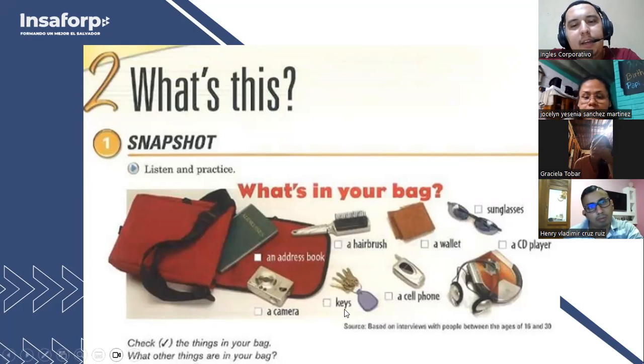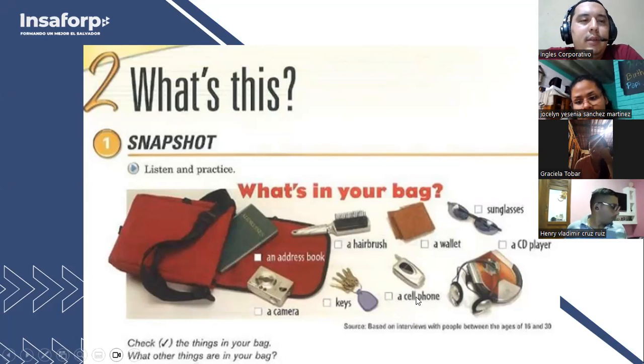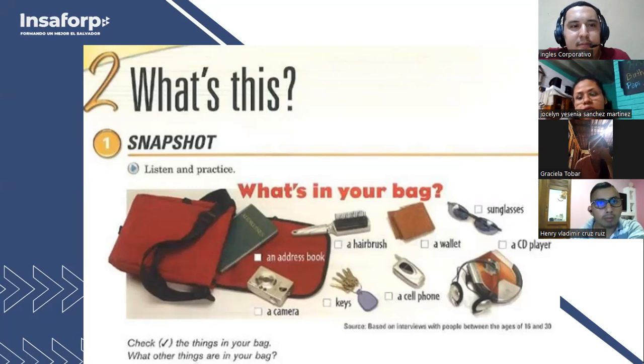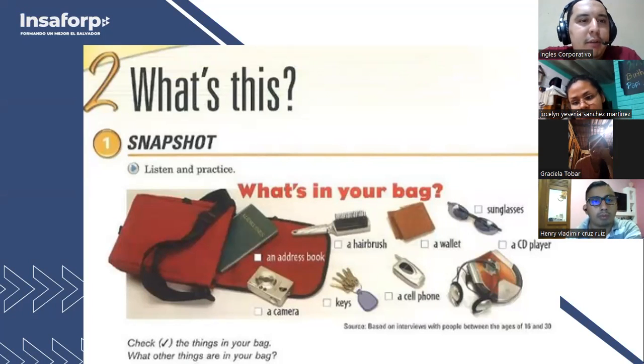Oh, keys. I think everybody carries keys. A wallet, also, men and women both carry a wallet. Everybody carries a cell phone. You can go out of your house without a wallet, but you're never going to go out of your house without a cell phone. Tell me if it is not true.